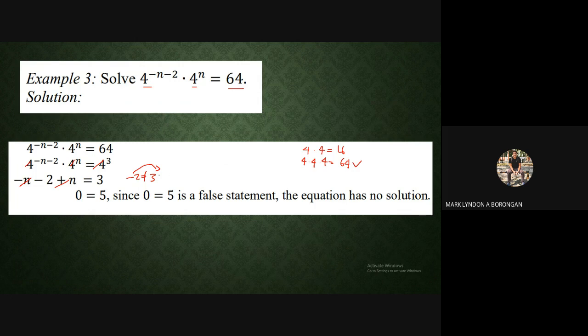So when you transpose the 2 to the other side, it becomes 3 plus 2, right? Leaving it 0, which is equal to 5, right? But 0 and 5 are not equal. So it is a false statement. The equation has no solution. So this one has no solution.